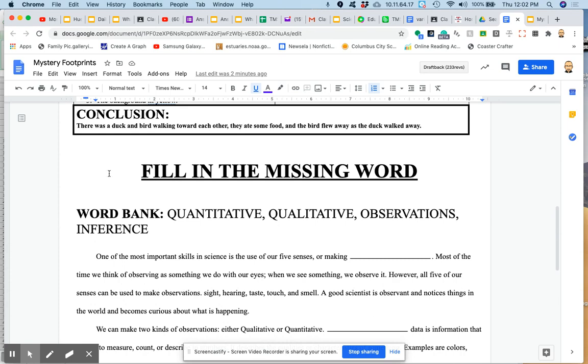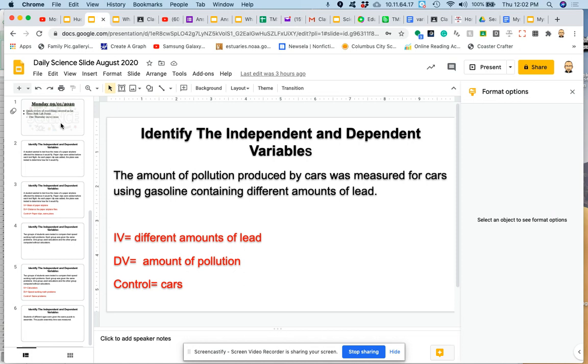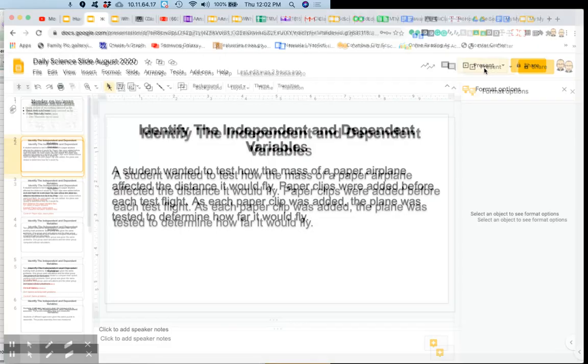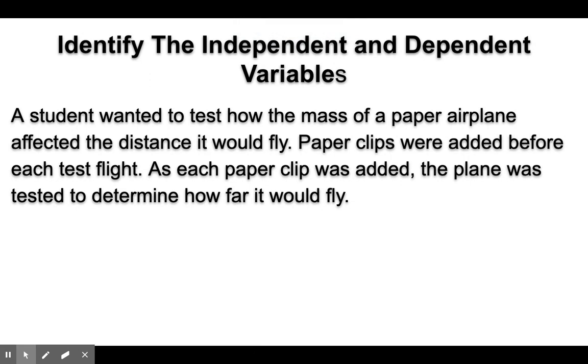Let's go over what we're going to talk about today in class, and it is independent and dependent variables. Okay? All right, again, the independent variable is the variable that is changed or manipulated in the experiment. The dependent variable is what responds to that change or what you are measuring.